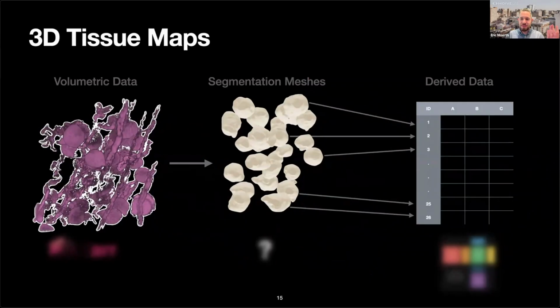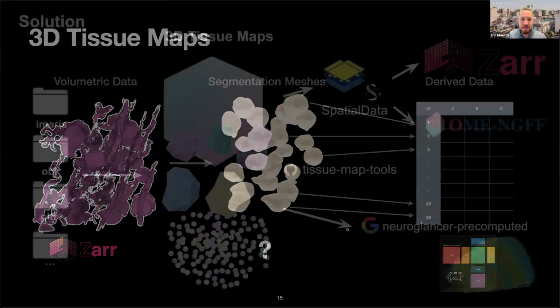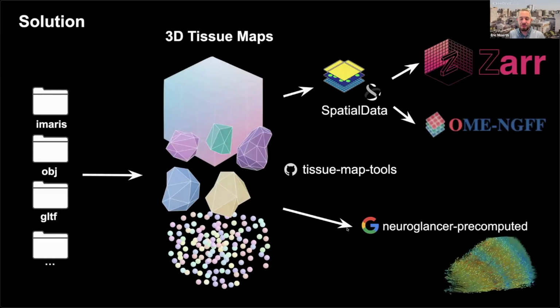For volumetric data and the derived data at the end, we have really nice data standards: OME-NGFF or OME-Zarr, and for the derived data, AnnData, MuData, and so on. But for the middle part, our segmentations, we were lacking a data format that is scalable and at the same level as these two on the outside. So we did a lot of investigation to find a suitable data format. That's what we now call a 3D tissue map, a combination of raw data, segmentations, and derived data.